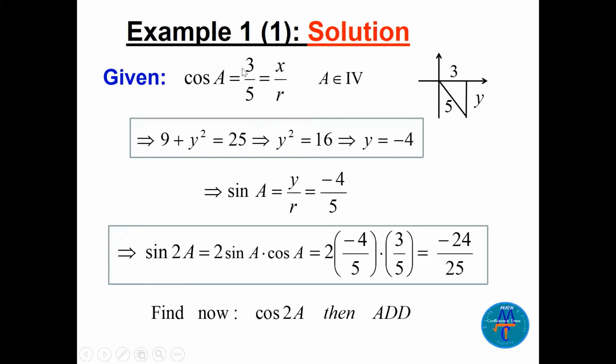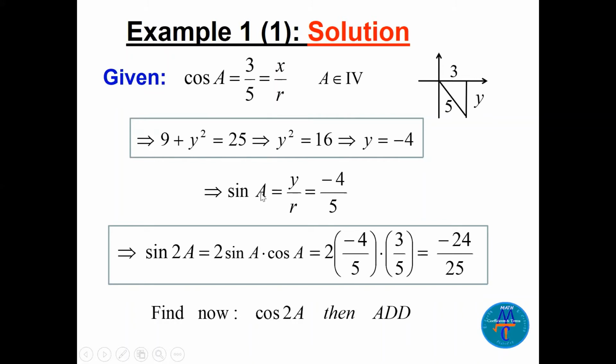We have cosine of A equal to 3 over 5, which is x over r. As I mentioned, from the given A is in quadrant 4, so in quadrant 4, for sure, we have to find y negative. So x squared plus y squared is equal to r squared. See, this is the x here, 9, y squared we have to find, 25. So y squared will be 16, y will be plus or minus 4. Why do we choose the minus? Because A is in quadrant 4.